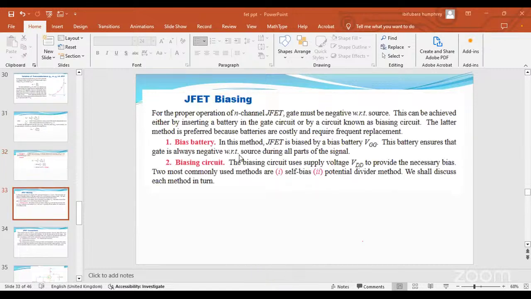Now, biasing. We have basically two types of biasing, and the second one has equally two types of biasing within it. The first one is bias battery. In this method, the JFET is biased by a bias battery. This battery ensures that the gate is always negative.